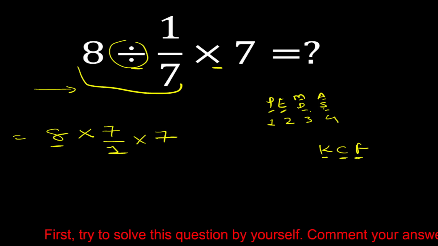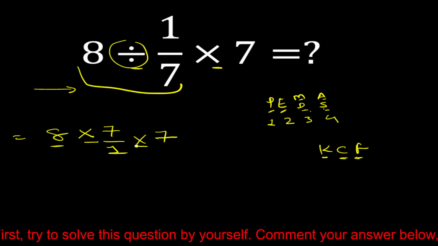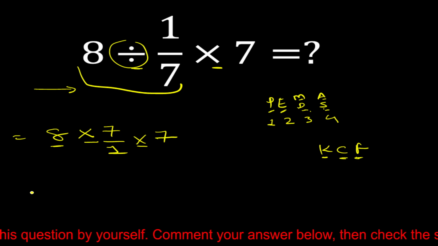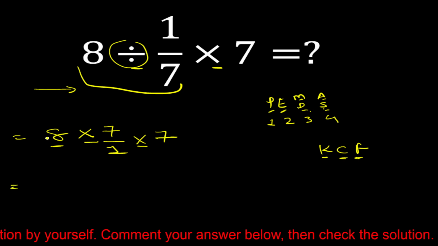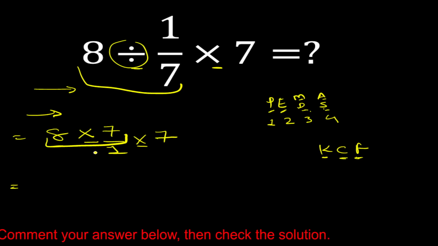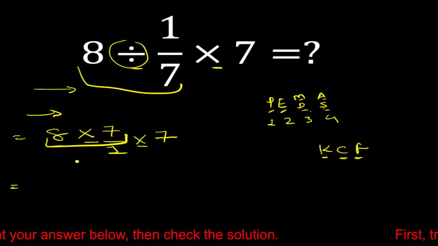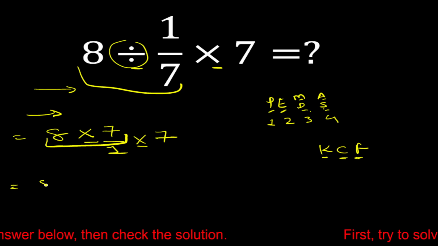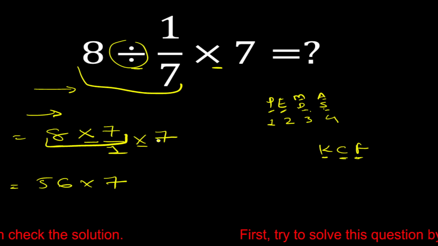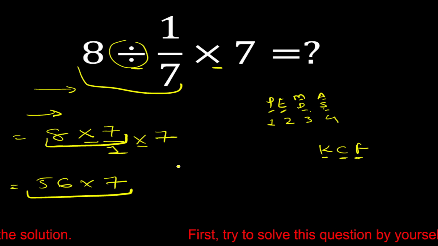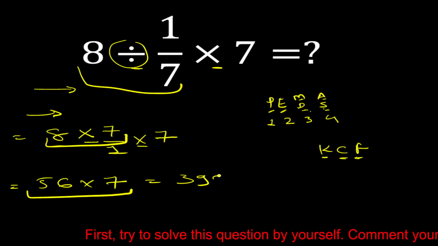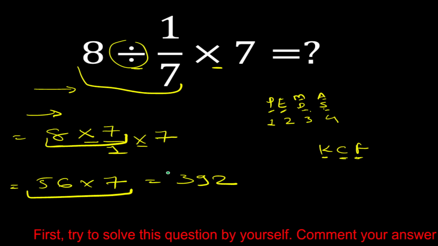So now here is one multiplication and here also is one multiplication. Okay. Therefore first priority is to solve left to right. So first priority is 8 multiply 7. So now 8 multiply 7 is equal to 56, multiply 7. Okay. So now 56 multiply 7 is equal to 392. So the correct answer is 392.